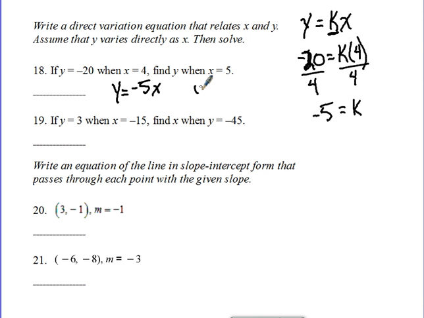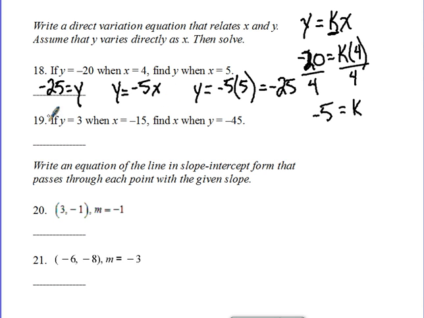Well, find y when x is 5. y would equal negative 5 times x, and if x were 5, negative 5 times 5 means that y would be negative 25. So find y when x equals 5: negative 25 equals y, because y equals negative 5 times x.